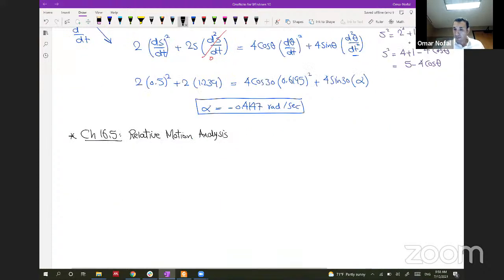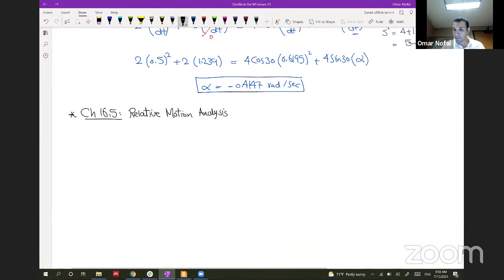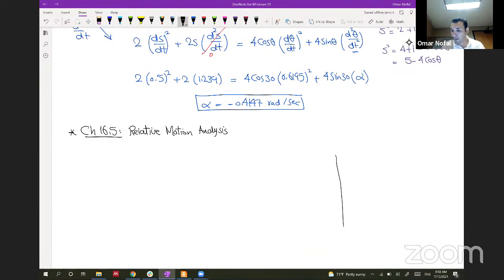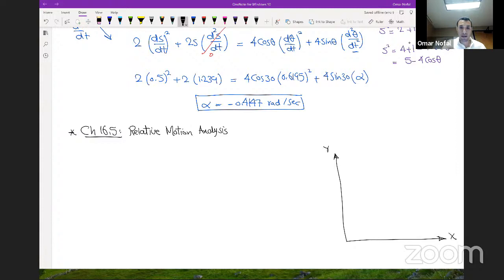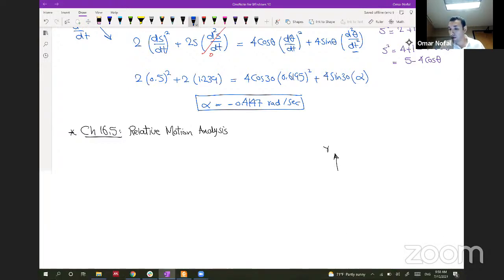Right, so for relative motion analysis, let's assume that this is our xy coordinate. We did this before, but let's review it again. Let's assume this is our rigid body, and this is A, and this is B. If we are measuring the position, let's talk first about the position.